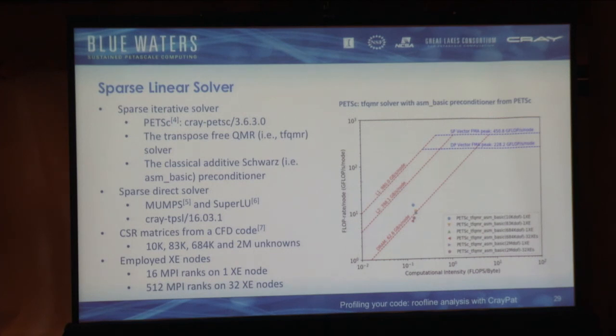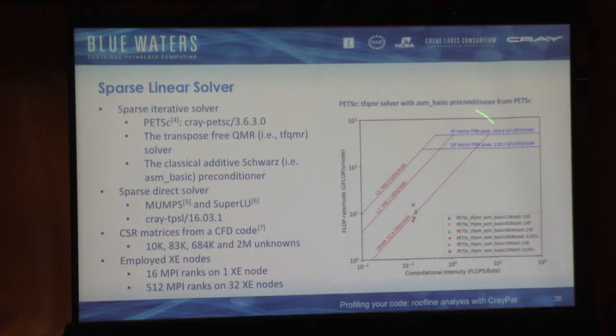And this is a comparison of sparse linear solvers. We just compared three of them: PETSc for the iterative solver, and MUMPS and SuperLU for the sparse direct solvers. We solved exactly the same problem for four different sizes, from 10K to 2 million unknowns. And we solved that problem on two different node configurations: one is 16 MPI ranks on one XC node, the other is 512 MPI ranks on 32 XC nodes. So you can simply think of these as different choices for a simple strong scaling test.